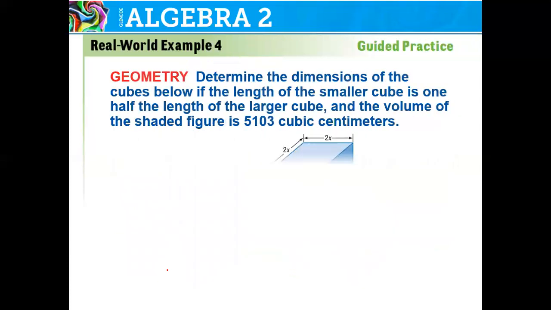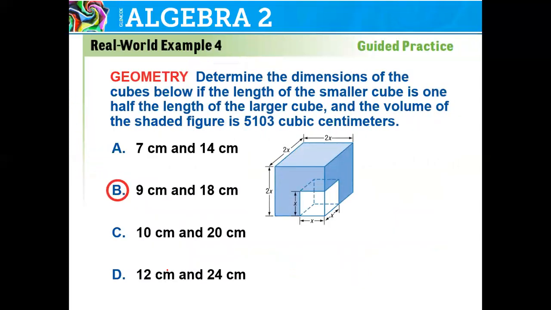Okay, the same way you can find the side length of this cube, which is 9 centimeters and 18 centimeters. It's exactly the same, just by changing the volume of the shaded part to 5,103. You can do it by yourself.